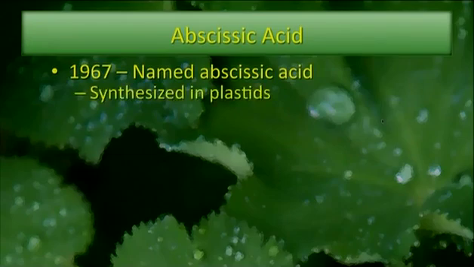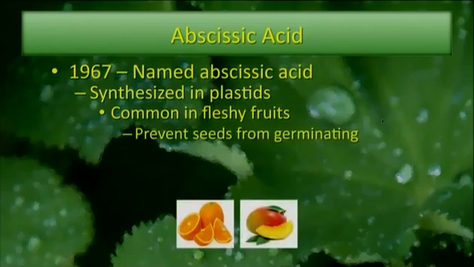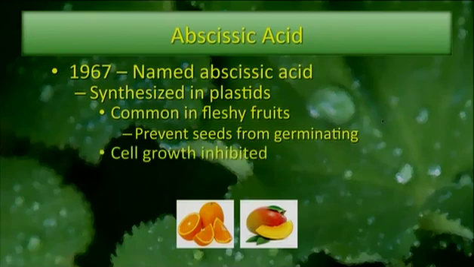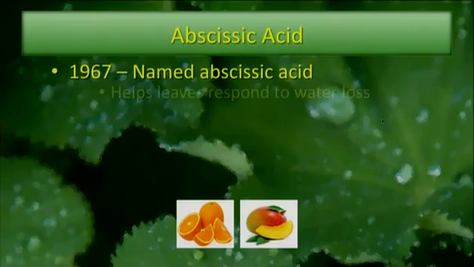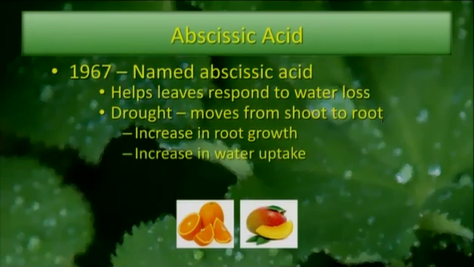Okay. So it's synthesized in plastids from carotenoid pigments, and it's common in fleshy fruits. You know, fleshy fruits oftentimes are orangey or reddish in color to attract animals to eat them, right? So what they'll do is they'll prevent the seeds from germinating while the fruit is still on the mother plant. Okay? It'll inhibit cell growth. Okay, it also helps leaves to respond to water loss. Okay, in a drought, this abscisic acid will move from shoot to root. Okay, and increase root growth, and that increases water uptake in a drought. Okay?